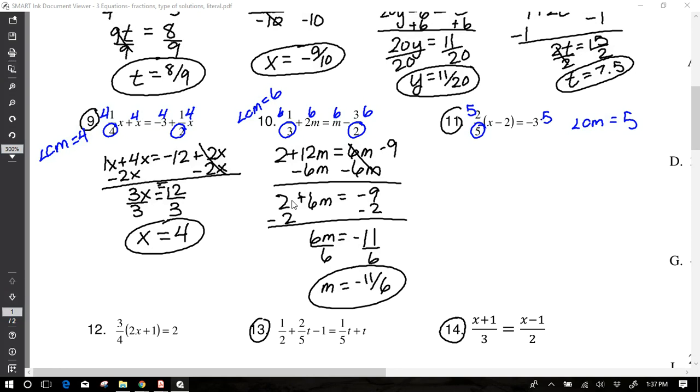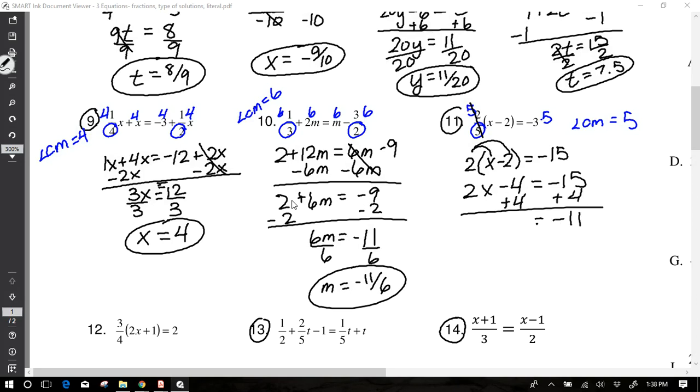And what happens on the left is 5 over 5 reduces to 1. 1 times 2 is 2. And then bring down the rest of this term. And now I'm going to do negative 3 times 5 and get negative 15. And this problem just became significantly easier. Now that there's no fractions, we are ready to do our distributing. 2x minus 4. Add the 4 to both sides. So I get negative 11. And now I divide by the 2.